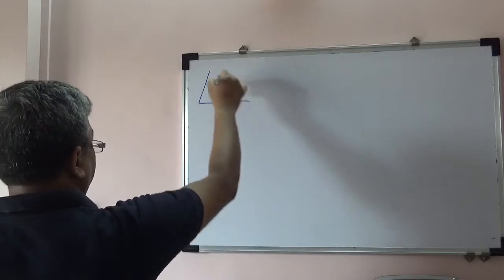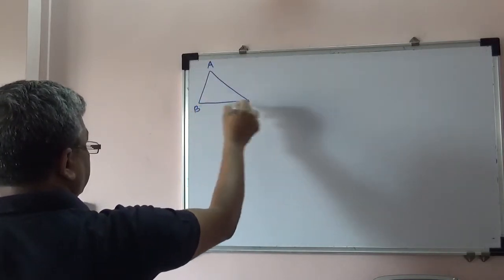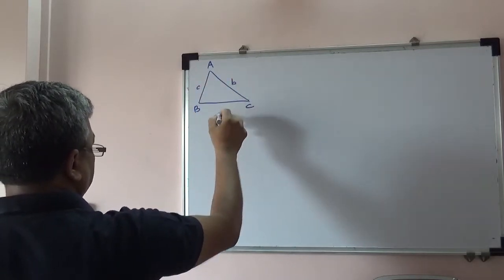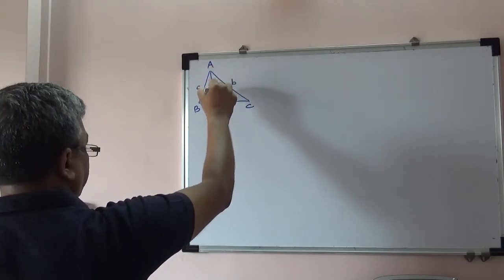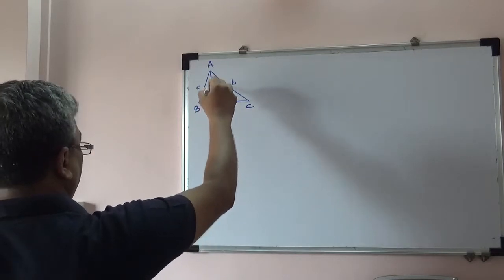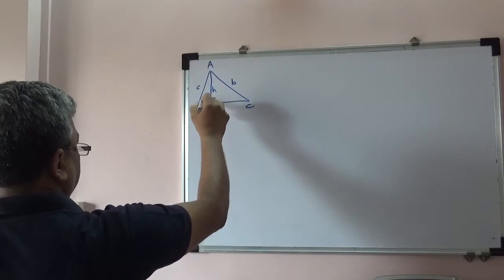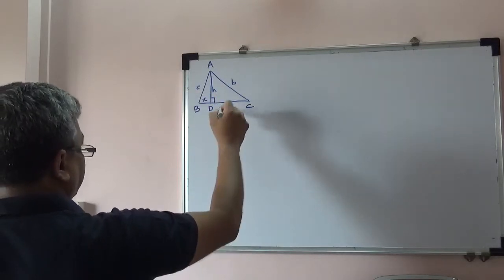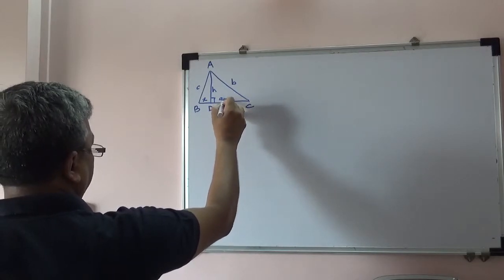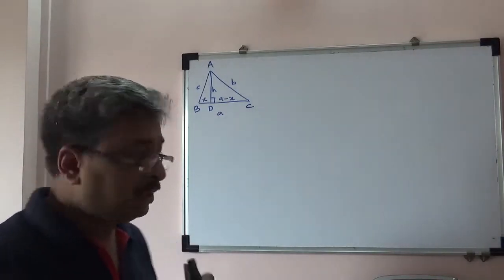So let us consider a triangle whose vertices are ABC, opposite sides are small c, small b and small a, and a perpendicular which we require for finding the area of the triangle. The length of that perpendicular is h, distance BD let us assume to be equal to x, and therefore distance DC will be a minus x, right? So this is the basic configuration.